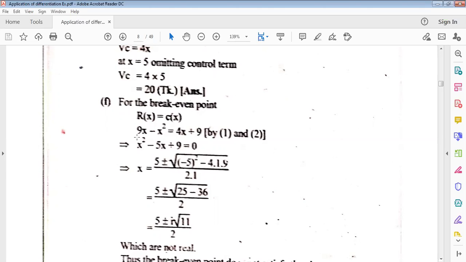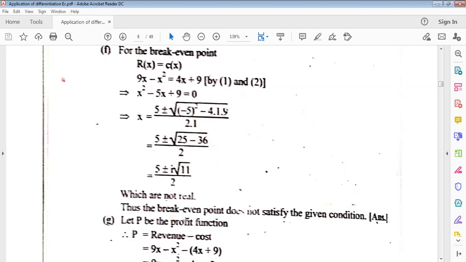A means what? Coefficient of x square. Coefficient of x square, what? 1. 4a. C means what? Only 9. That means 4 times 9 multiplied, what? 36, and minus 5 whole square, 25. Just subtracting, we get square root over 11, 5 plus minus 2.